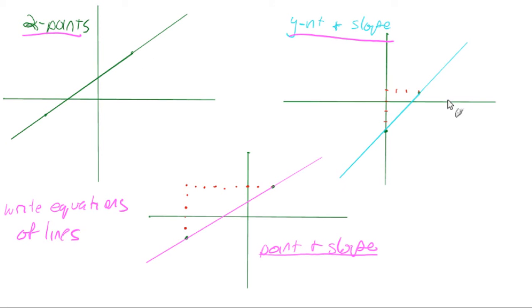If you have the y-intercept and the slope, you could just put that information right into the slope-intercept form, and that would be way easy. If you had a point and a slope, there's this new thing called the point-slope form. And let's just come up with that right now.